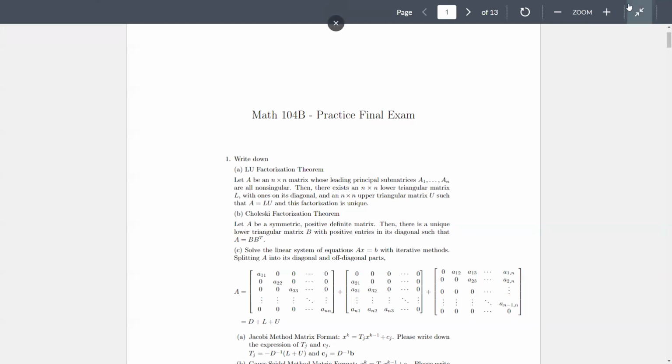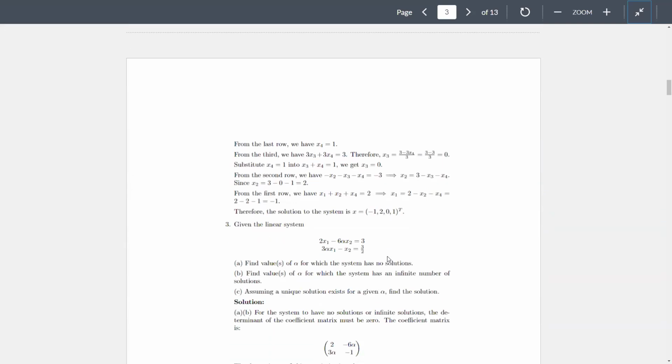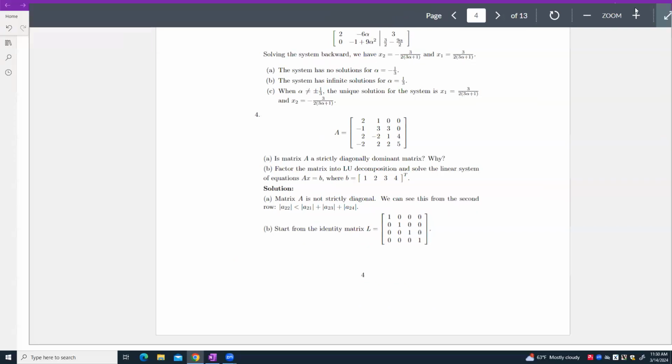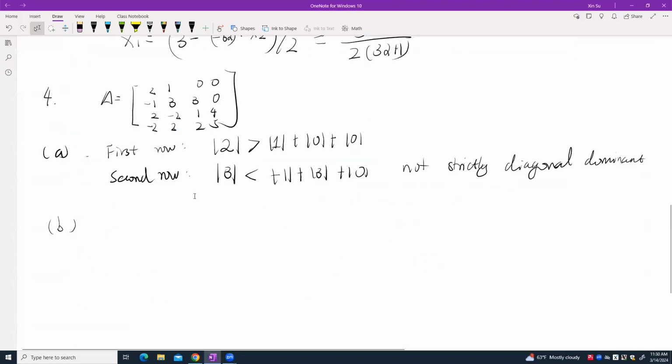So go back to example 4. So what is example 4? Although the matrix is not strictly diagonally dominant, we can still do the LU factorization for this matrix, because it satisfies the general LU factorization theorem. It is not the special case, the strictly diagonally dominant one, but it still satisfies the general LU decomposition theorem. So now let's go back and take a look at the calculation in the Canvas solutions.